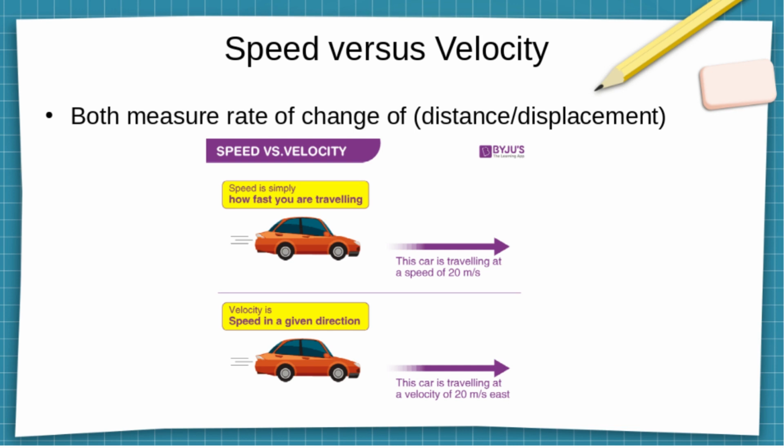Another example would be speed versus velocity, where speed is rate of change of distance, and velocity would be rate of change of displacement, or essentially speed with a direction attached to it. So if speed tells you how fast you're traveling, velocity would tell you how fast you're traveling in a specific direction. So 20 meters per second is speed, but 20 meters per second towards the east is velocity.